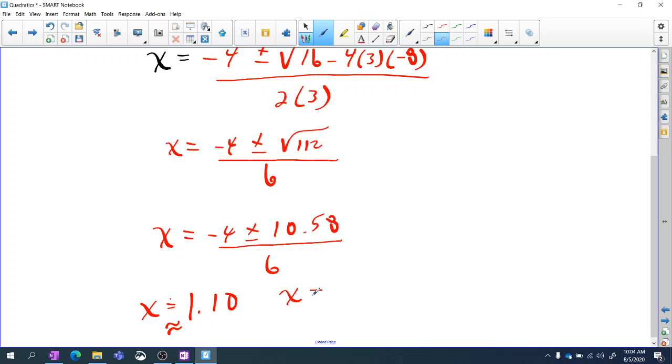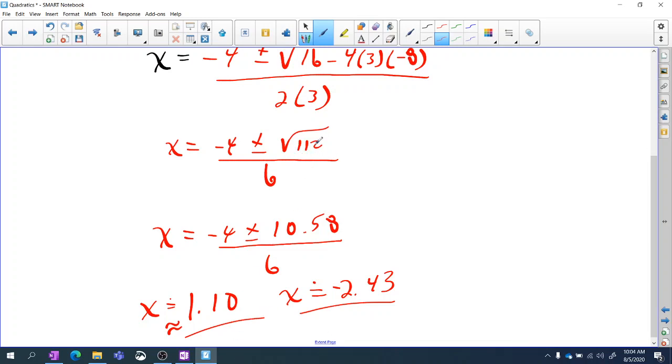So x equals approximately, now I'll go negative 4, and I'm going to subtract 10.58, get my answer, which is negative 14.58, and then divide that answer by 6, and I'll get negative 2.43. So there are the 2 answers approximated to the nearest hundredth.